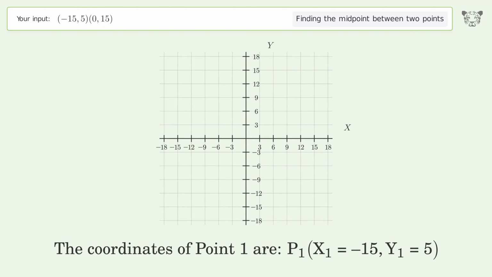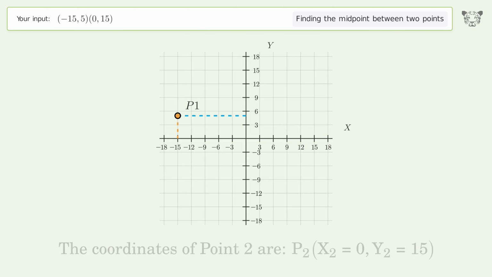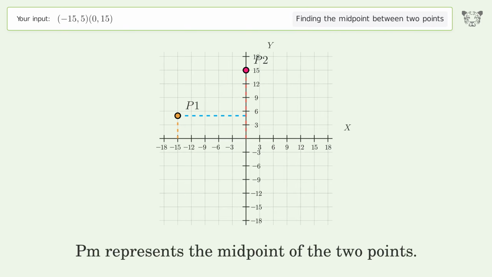The coordinates of point 1 are, x1 equals -15, y1 equals 5. The coordinates of point 2 are, x2 equals 0, y2 equals 15. PM represents the midpoint of the 2 points.